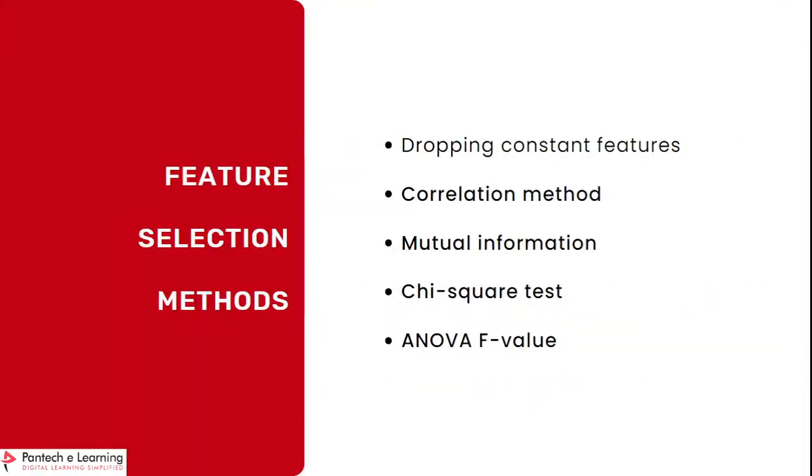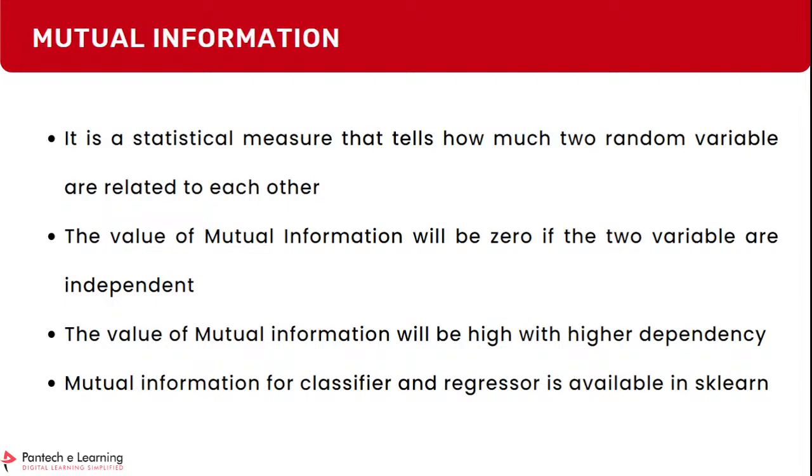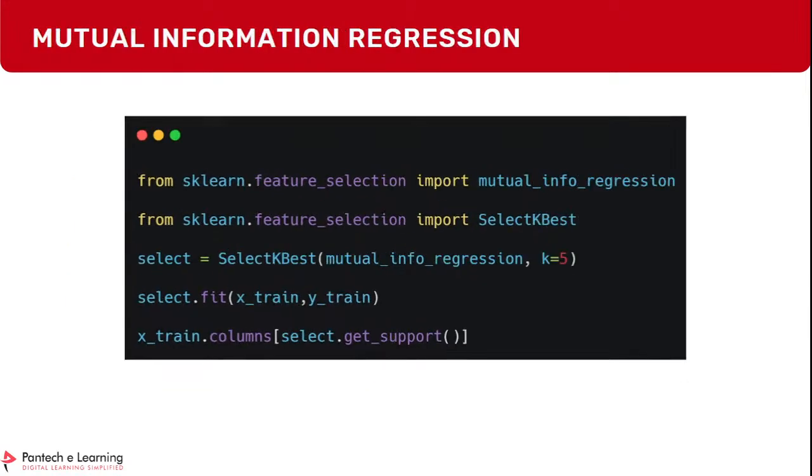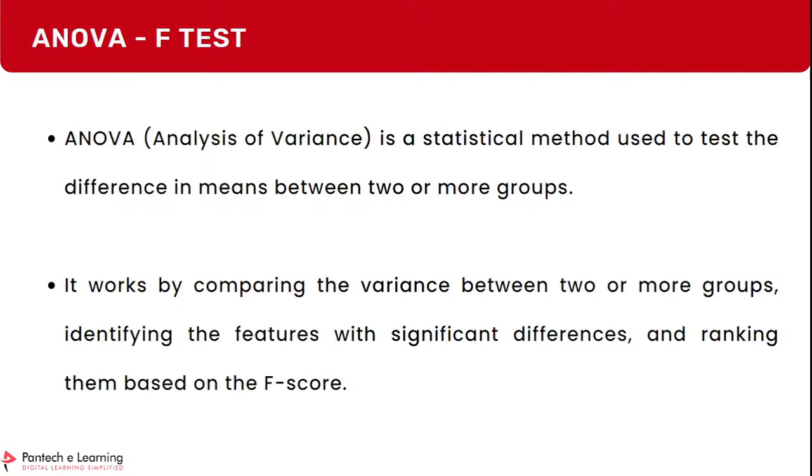So for these processes, you have different selection methods, and mostly we prefer chi-square test, ANOVA F value, and mutual information. These two are very basic. All these things are statistical methods used to select some of the best features.